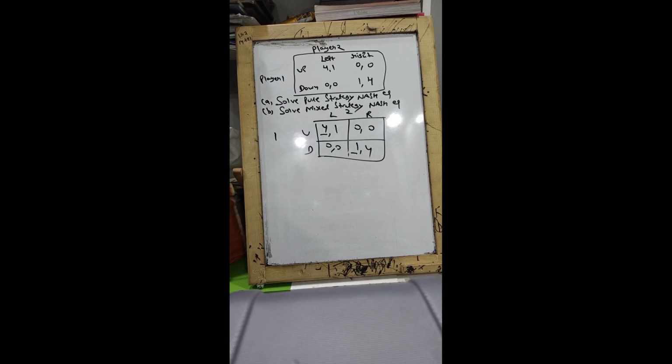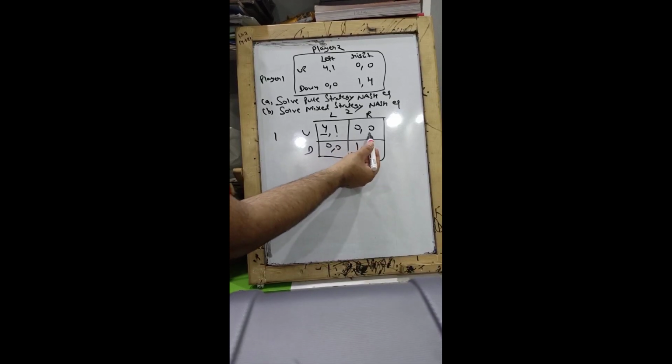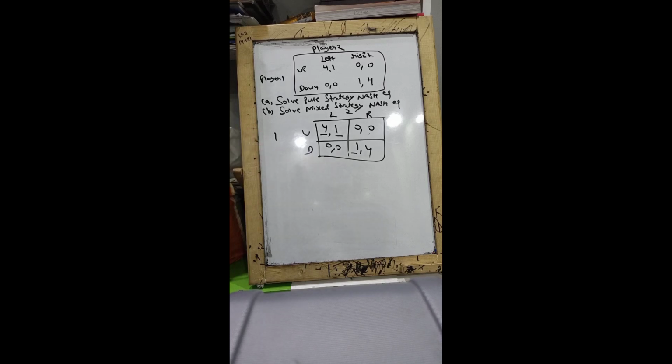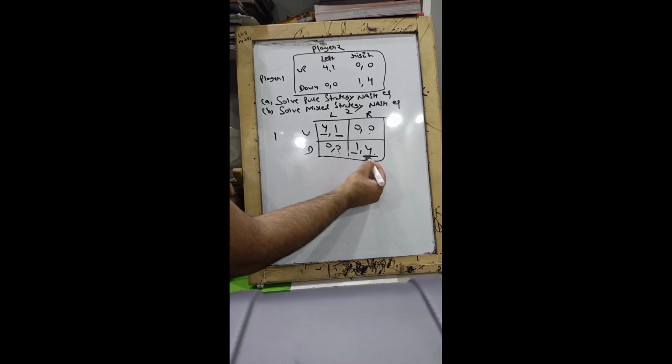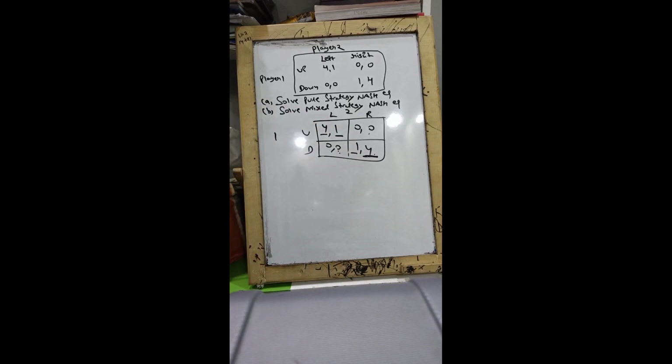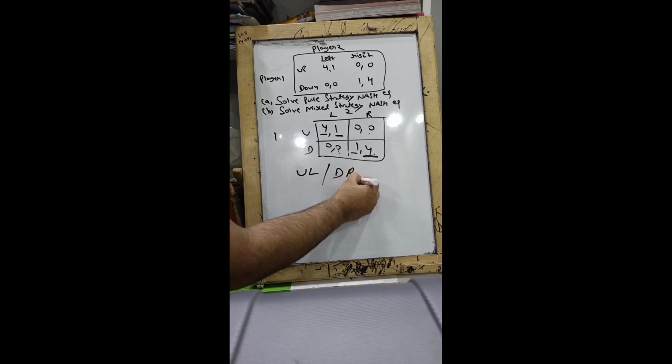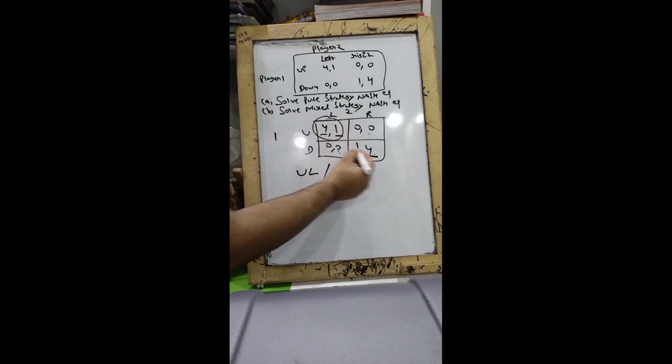Now reverse this game. Player 2 now thinks that player 1 is going to go up. Player 2 has to decide left or right. Now suppose player 2 thinks that player 1 is going to go down. Player 2 has to decide left or right. Well, right. So in this case, pure strategy Nash equilibria, we have got two: up and left, and down and right. That is this one and this one. So we have two Nash equilibria in this particular question when solving for pure strategy.